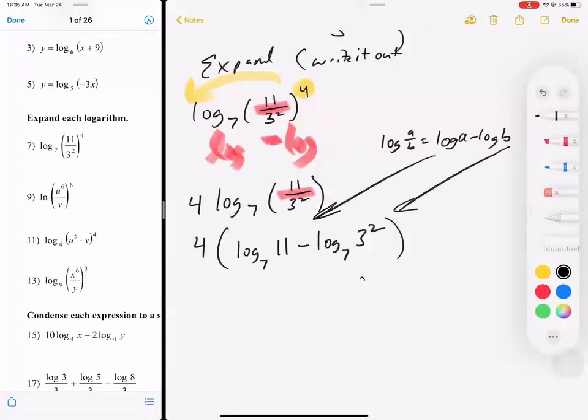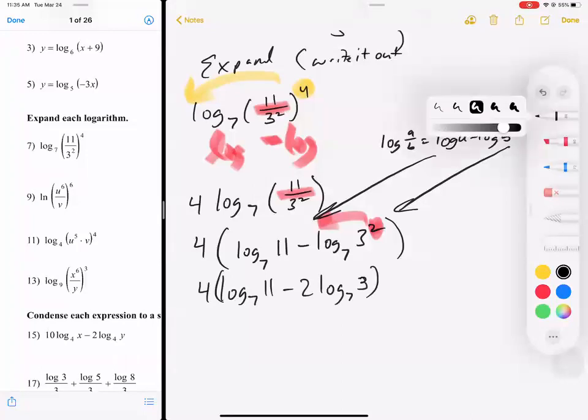One more step is we're going to bring down this exponent here. And what do logs do to exponents? It brings them to the front. So 4 times the quantity log base 7 of 11 minus 2 log base 7 of 3. We're going to distribute the 4. So it's 4 log base 7 of 11 minus 8 log base 7 of 3.